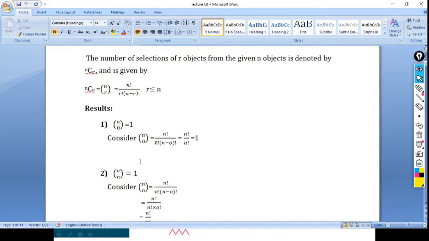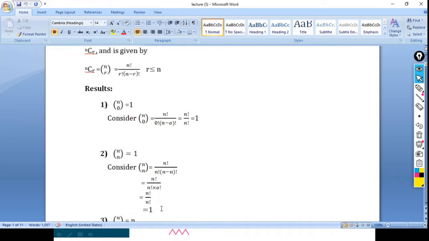Now let us prove the second result, that nCn is always equal to 1. Again we use the formula of nCr. So nCr is equal to n factorial upon r factorial into n minus r factorial. We need nCn, that means r is equal to n. So substitute r equal to n in the formula. So n factorial upon n factorial into n minus n factorial. So n minus n is 0 factorial. And this n factorial upon n factorial is equal to 1. So nCn is equal to 1.